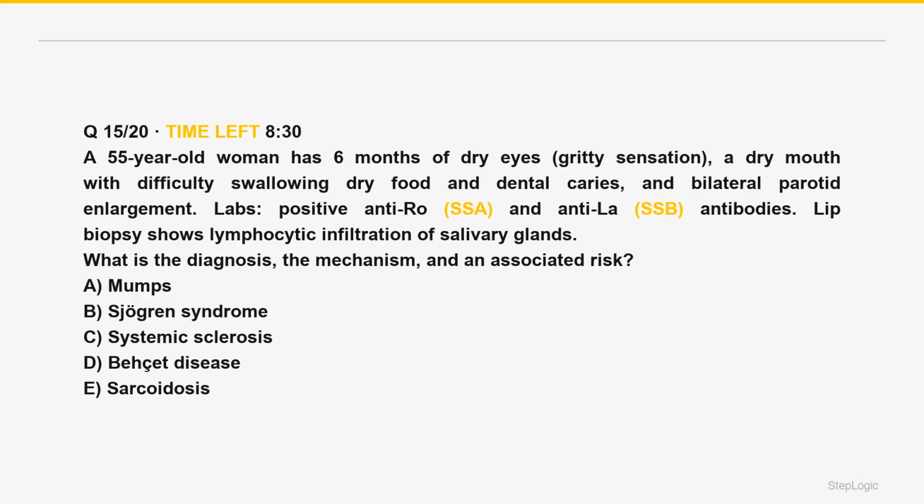Read the command: diagnosis, mechanism, associated risk. Dry eyes plus dry mouth plus parotid enlargement plus anti-Ro. Sjogren's syndrome, lymphocytic exocrine destruction, lymphoma risk.